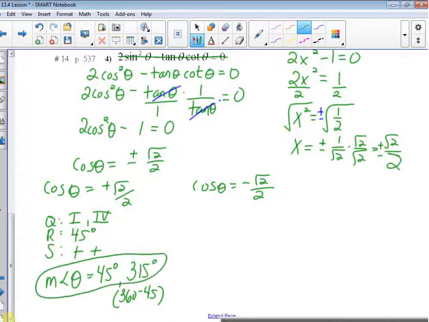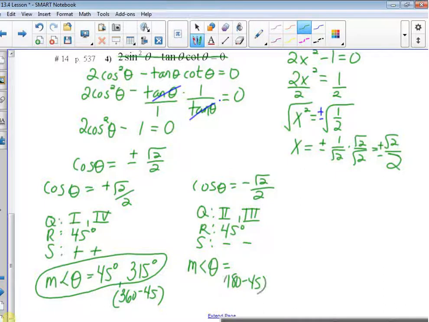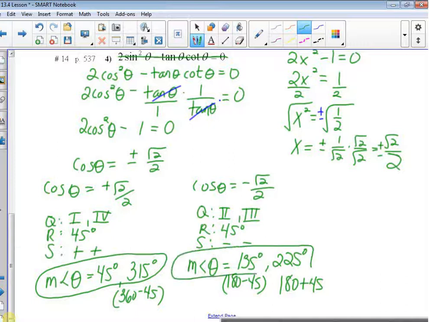So there's 2 answers. And then the next one, we would be a negative, so it's quadrants 2 and 3. Still a reference angle of 45, both negative. And so now the measure of angle theta is 180 minus 45, or 135, and 180 plus 45, which is 225. And again, if you put those on the calculator, they would check.